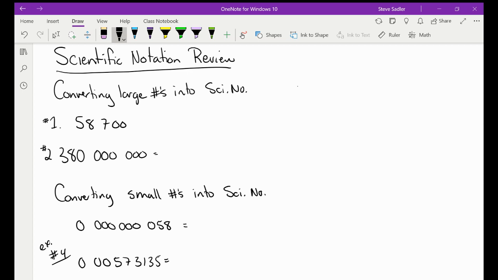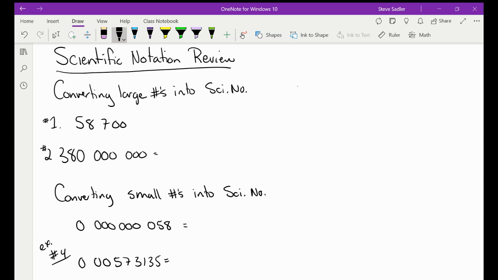We will look at converting small numbers into scientific notation, and then we'll look at going the opposite direction. Again, this is just a review, so I'm not going to cover it too deeply unless we need to take that deep dive. Then I'm willing to do that. So the first example I have here is 58,700.